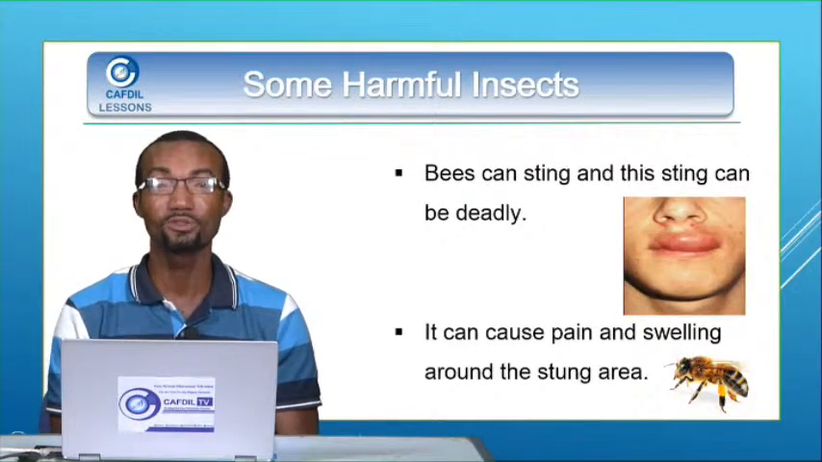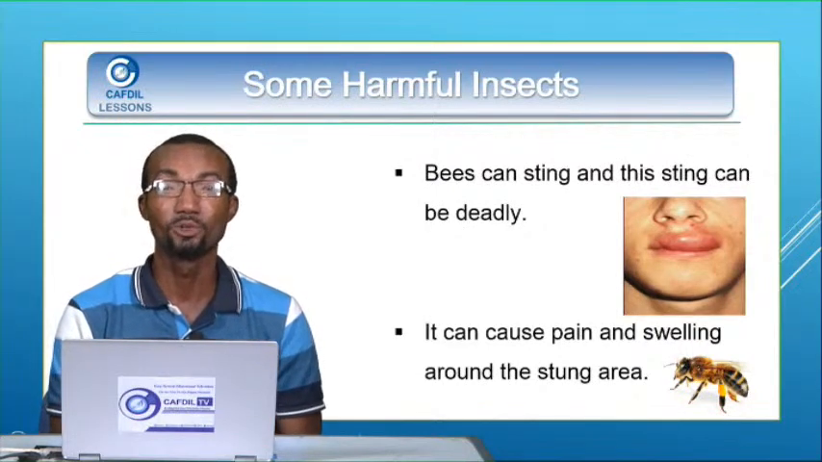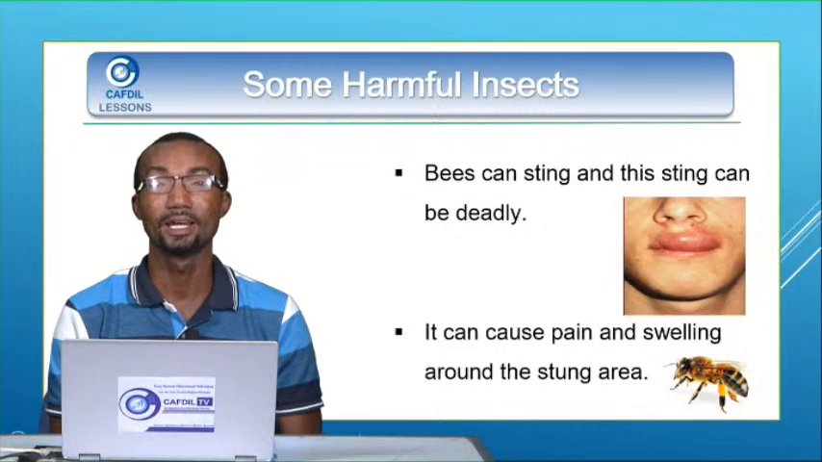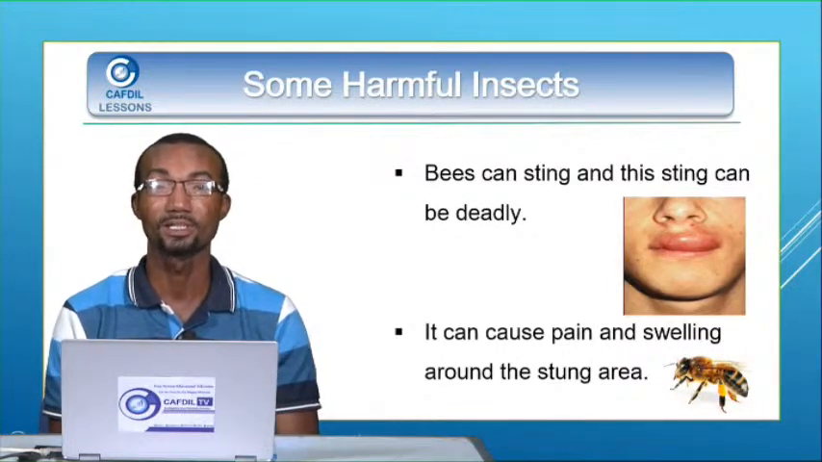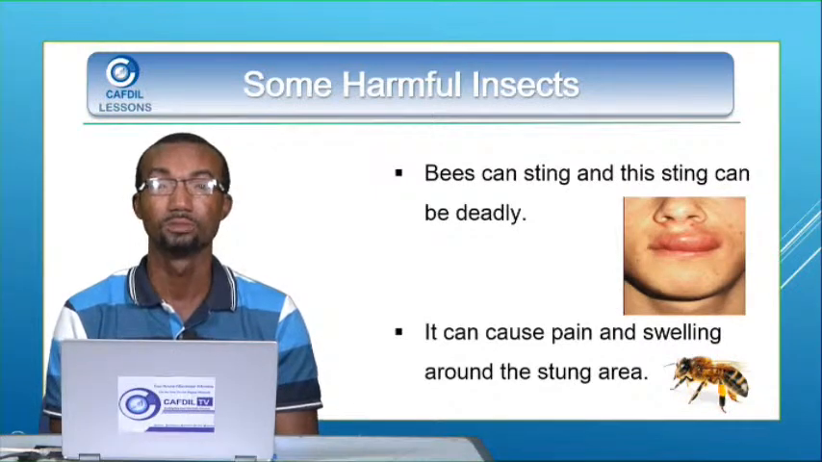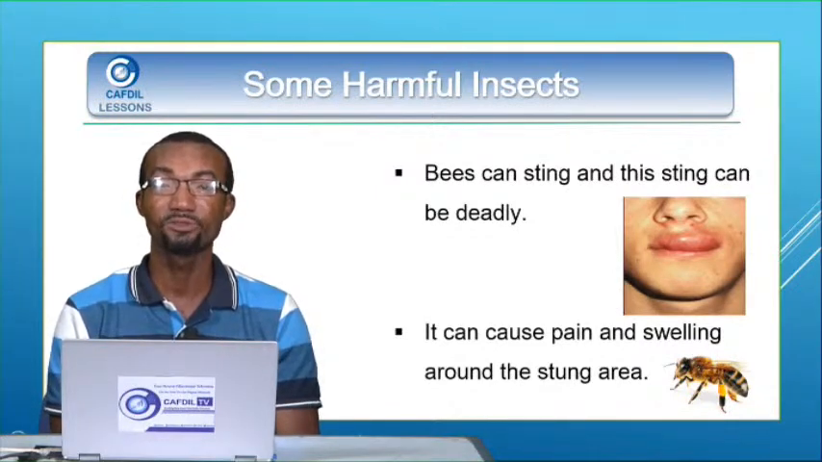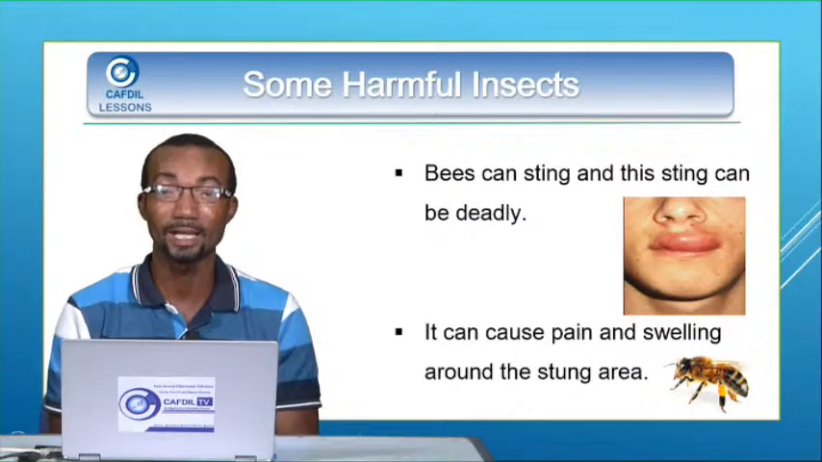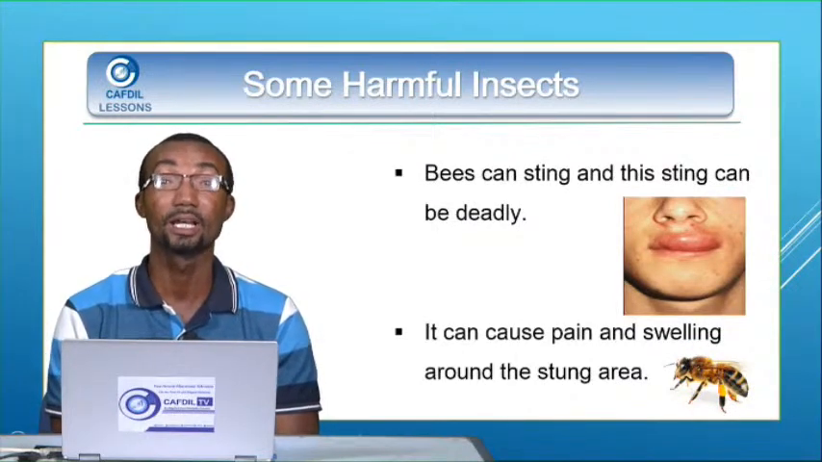Even though they are useful to us, they produce honey for us and also pollinate flowers, they can also sting you. And at a point in time, if you are not lucky and you are attacked by a swarm of bees, they can even kill you. So the bee as a useful insect is also a harmful insect as well.